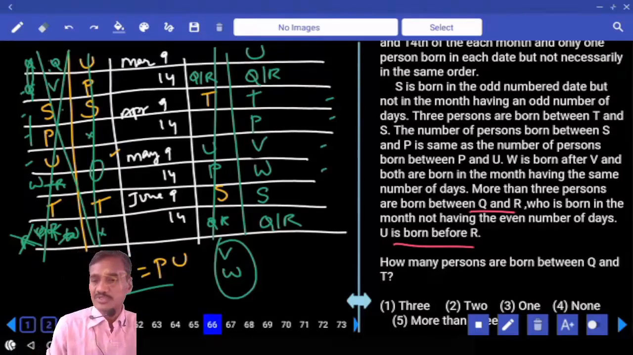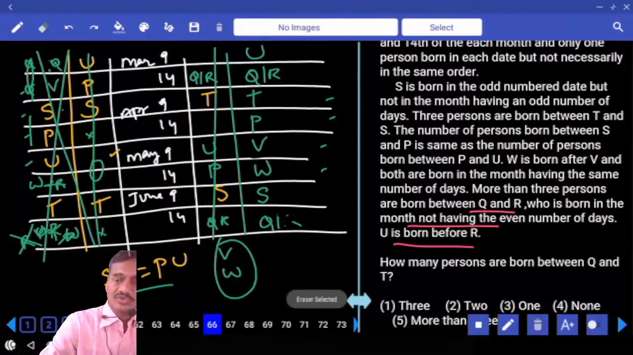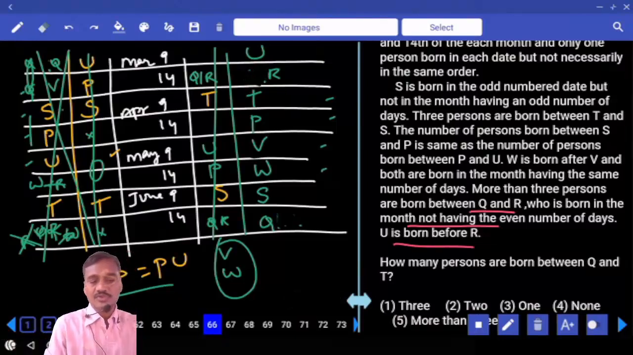Any information regarding Q and R? R was born in a month not having an even number of days. Hence R cannot be in the month of June. Hence R must be in the month of March. Hence what is the final arrangement we have? UR, TP, VW, S and Q is the final arrangement.